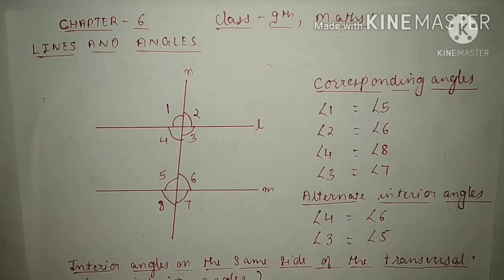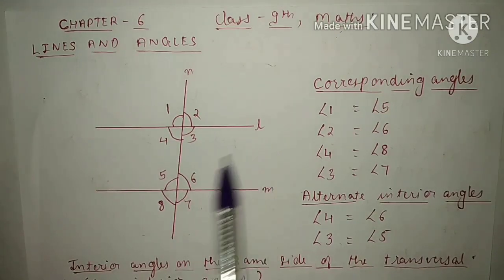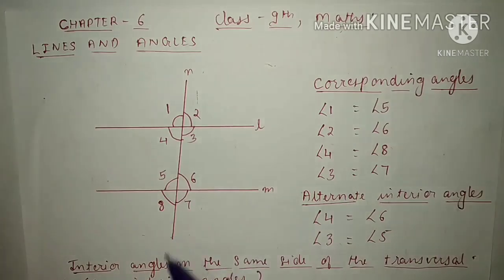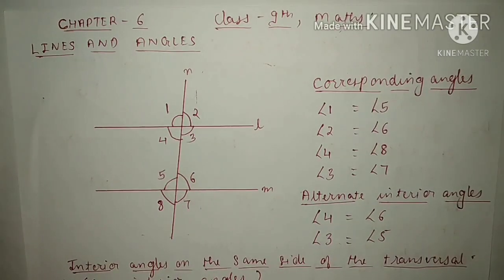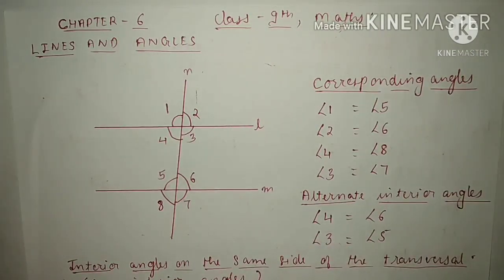So see, in this figure there are two parallel lines, line L and line M, which are intersected by a transversal called line N. Now when these two parallel lines are intersected by a transversal, all these angles are formed: 1, 2, 3, 4, 5, 6, 7, 8. Now we have to tell which of these angles are equal.